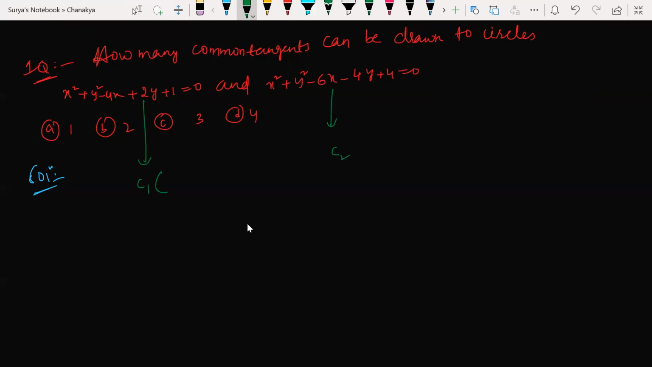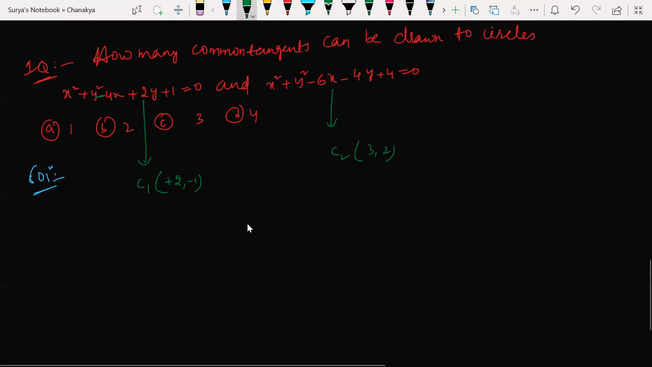What is center 1 here? Half of minus 4 is minus 2, so negative of that is plus 2. Half of plus 2 is 1, so minus 1. Getting my point? Center 1 of the circle is 2 comma minus 1. What is center 2 here? Center 2 is 3 comma 2.